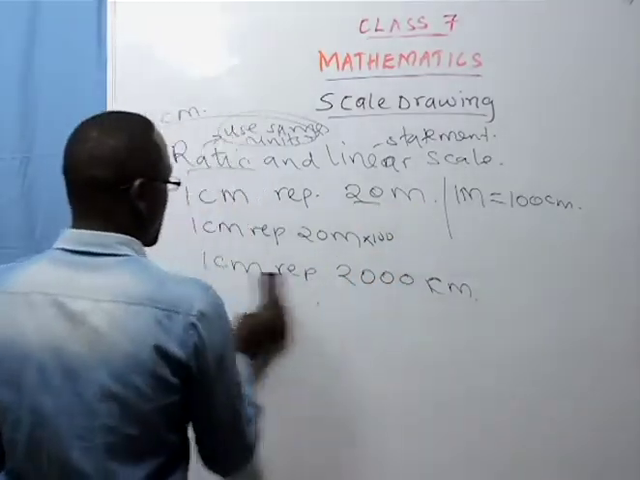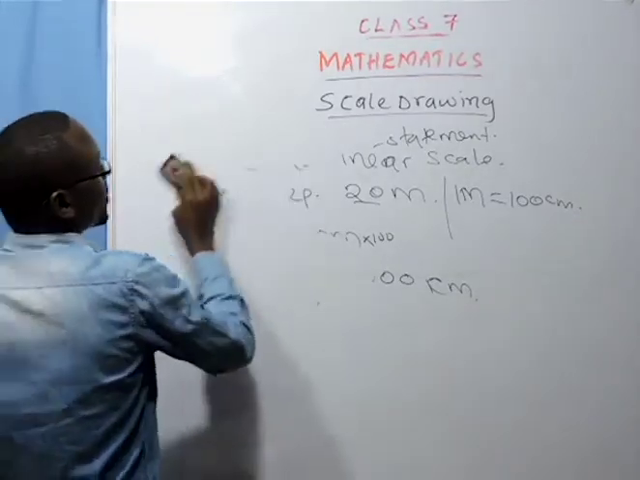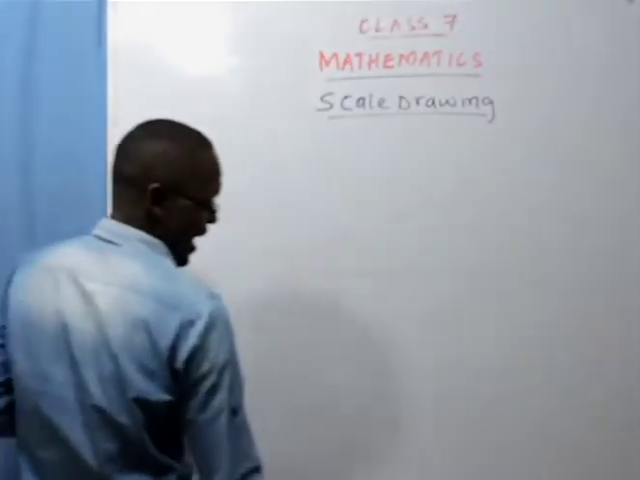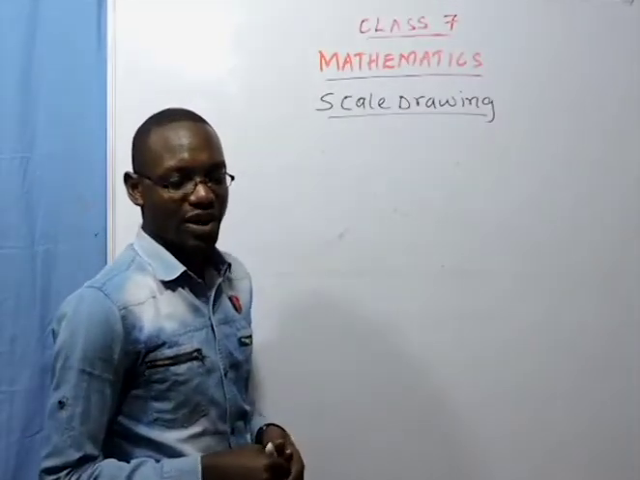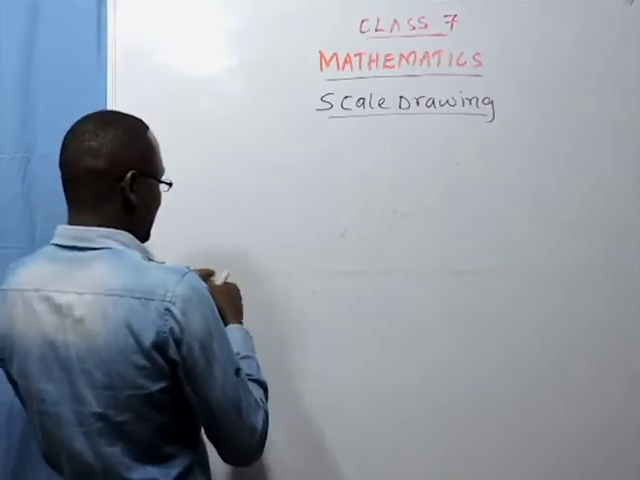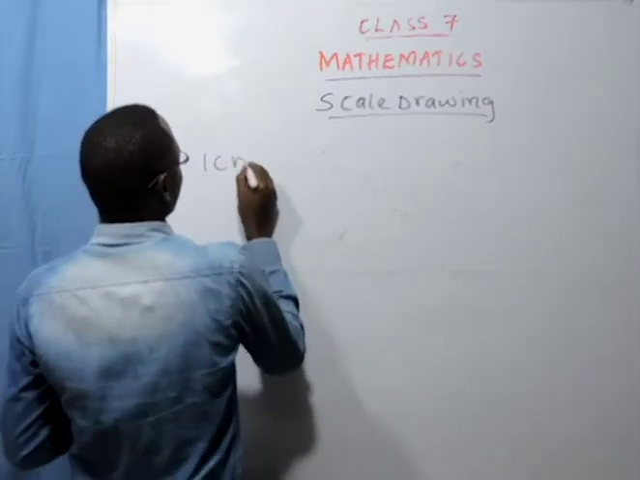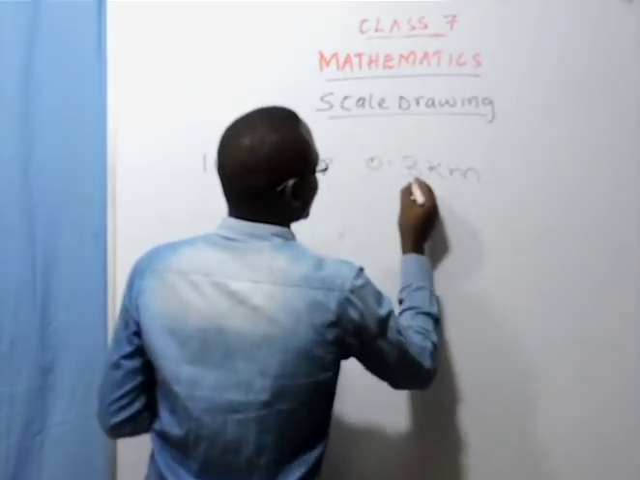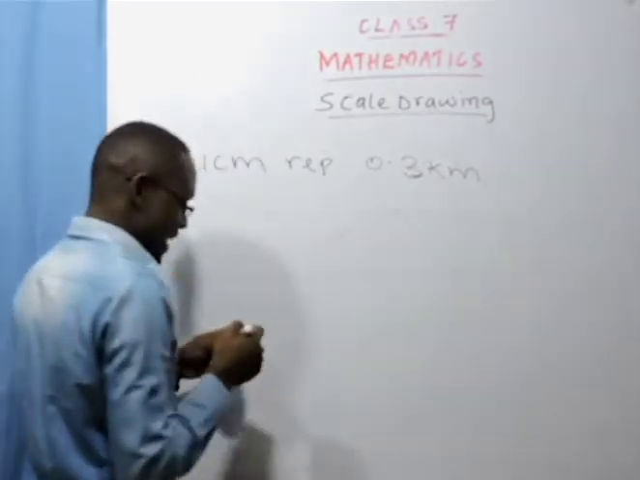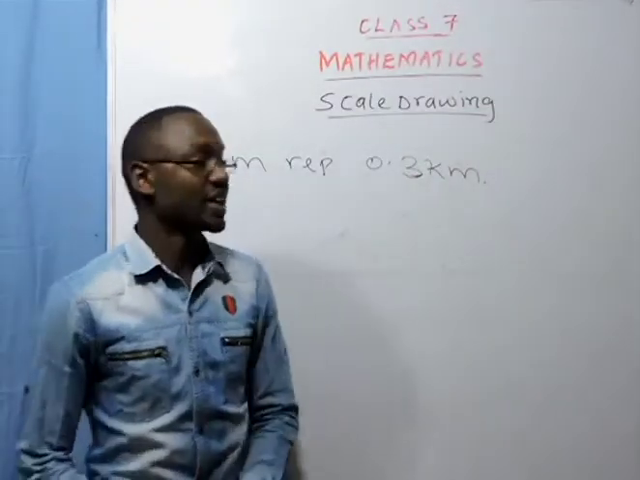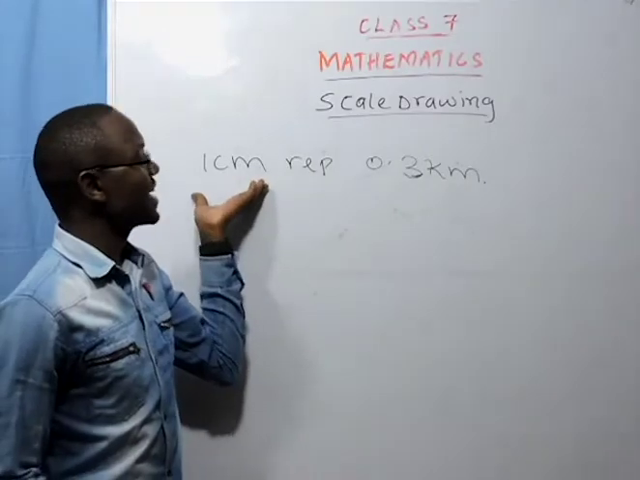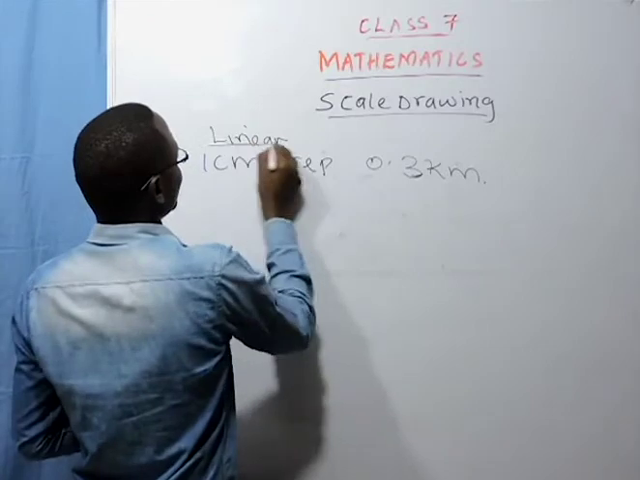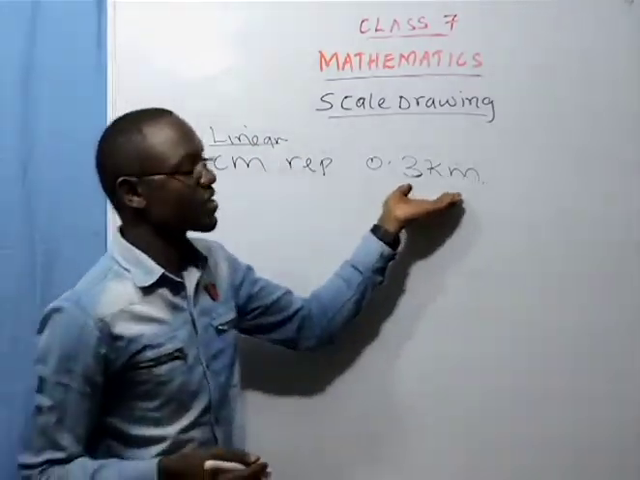Then we have another example. We are writing scale in linear scale and ratio form. Then you are given a scale. Write the scale: 1 centimeter represents 0.3 kilometers. So we can write this scale. This is scale in linear form. This is what we call the linear scale. 1 centimeter represents 0.3 kilometers.